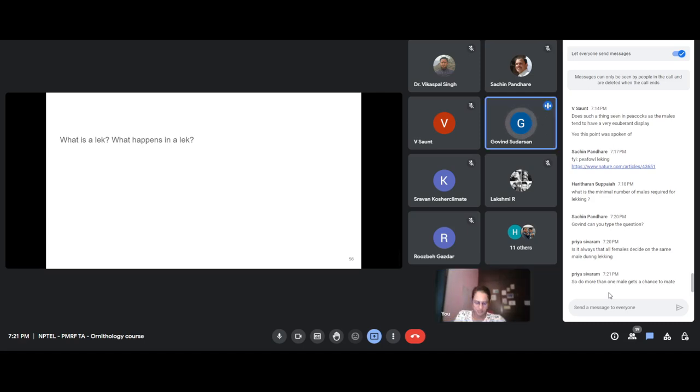Well, the point I wanted to add was, do polyandrous species display lekking? Because there was a question about whether there's a reversal and females display. Yeah, Sachin asked that.